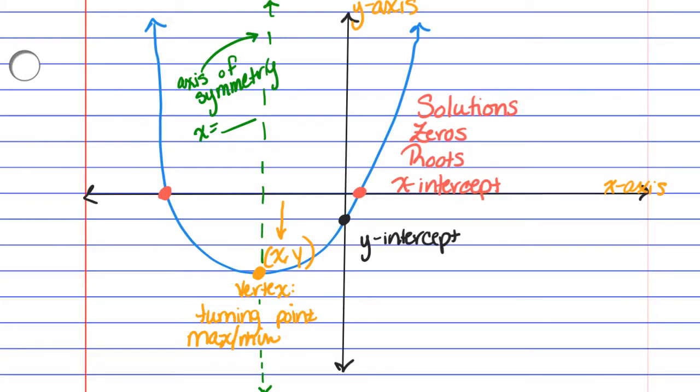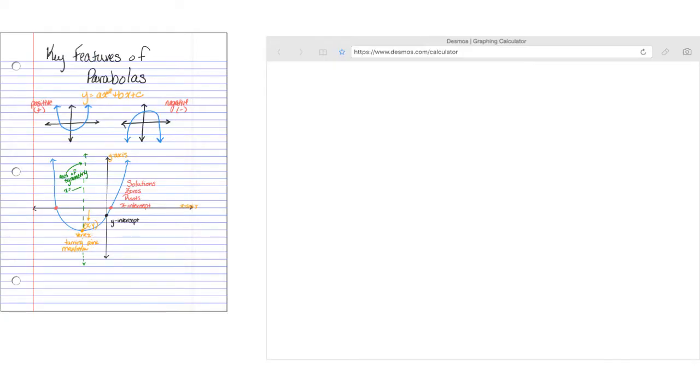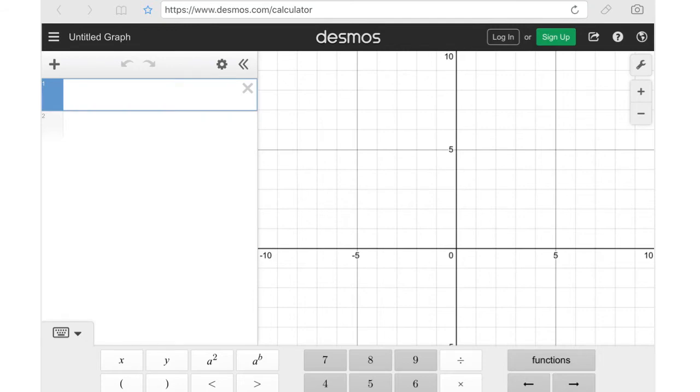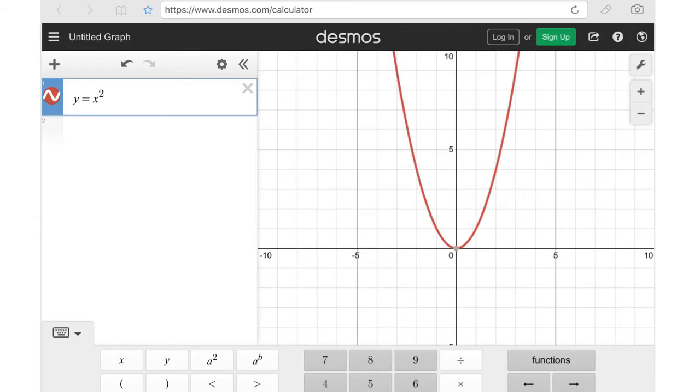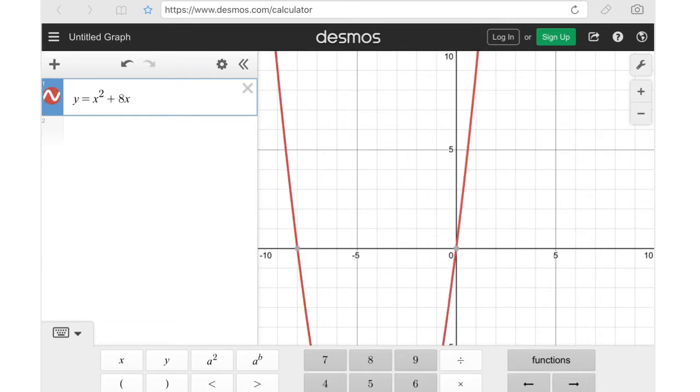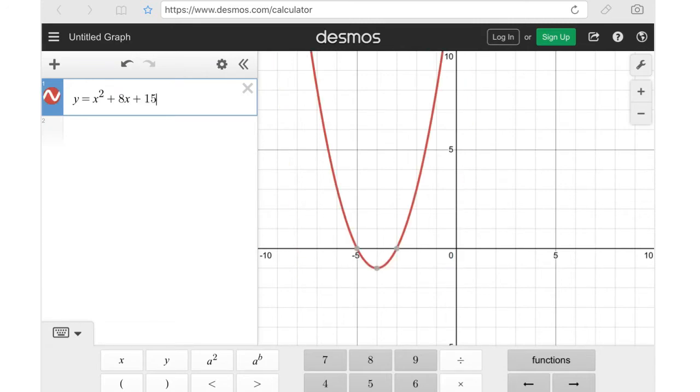Now, in order to look at these, we are going to be using Desmos. I've got Desmos set up right over here. I'm going to put in a positive graph: y equals x squared plus 8x plus 15. You can see this is a positive graph. My a value, the value in front of x squared, is positive, so it's going to open upwards.